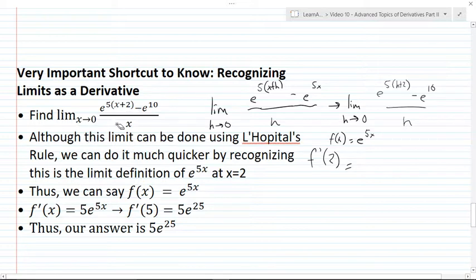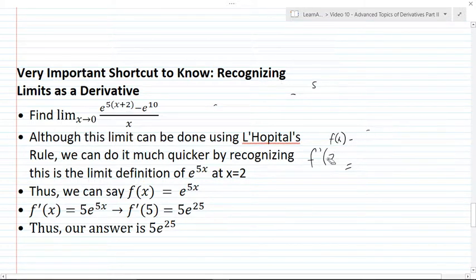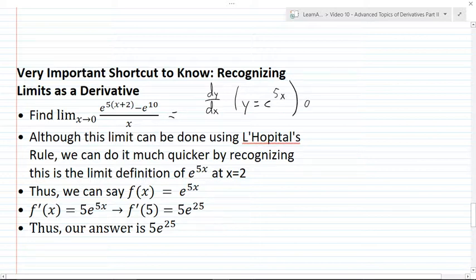So this right here, if I erase what I had written in the video, this right here is just the limit definition of dy/dx for y equals e to the 5x at 2.